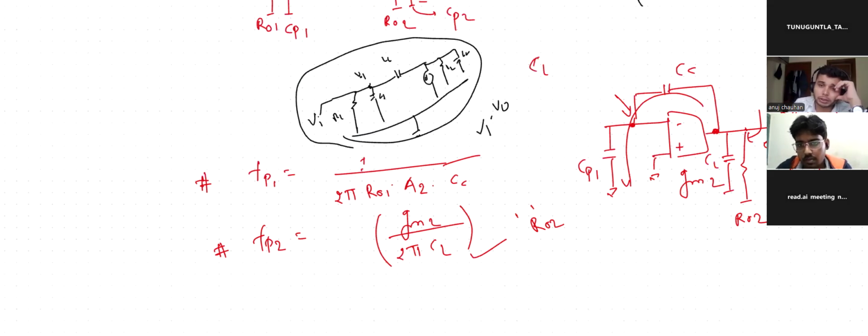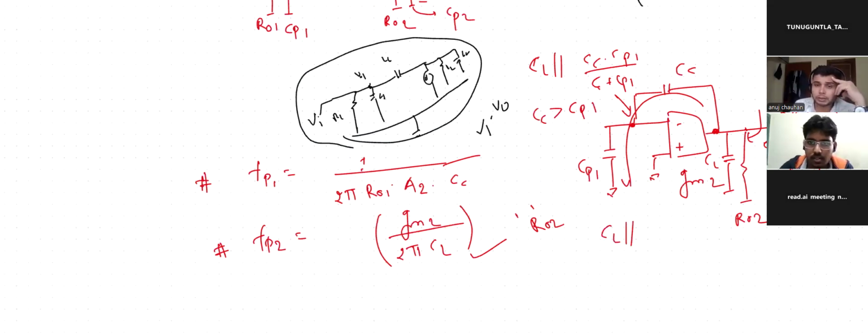CL is in parallel with the series of CC and CP1, which is CC times CP1 over CC plus CP1. Considering the Miller cap, CC is much greater than CP1 because it is a parasitic. So we can assume the output capacitance looking from the outside is roughly CL only, and the impedance is 1 upon GM2. You need to verify it. This is the second pole.